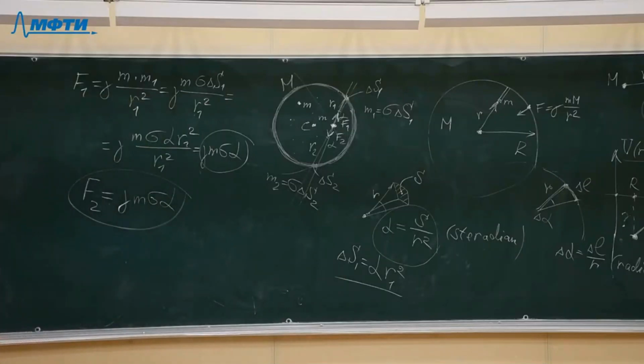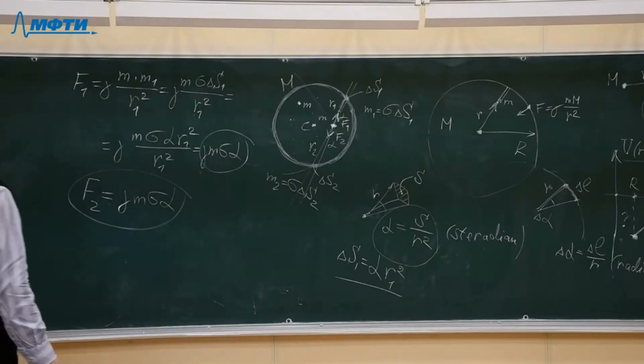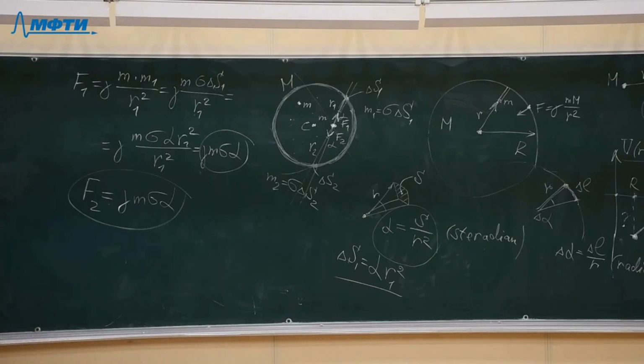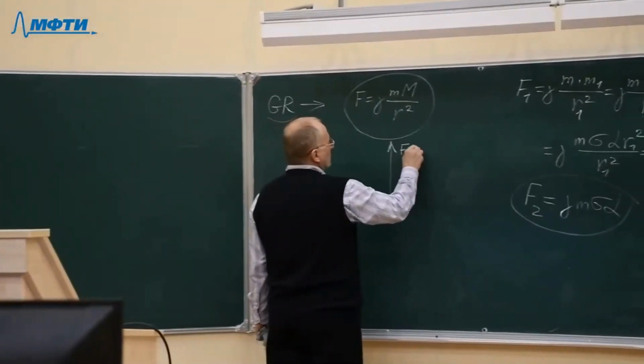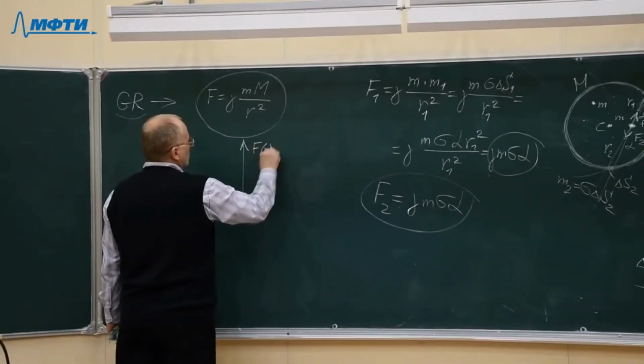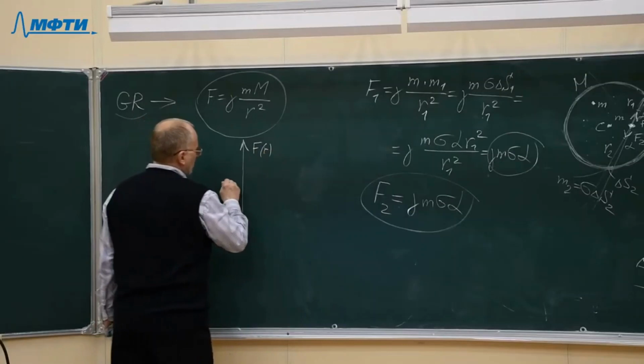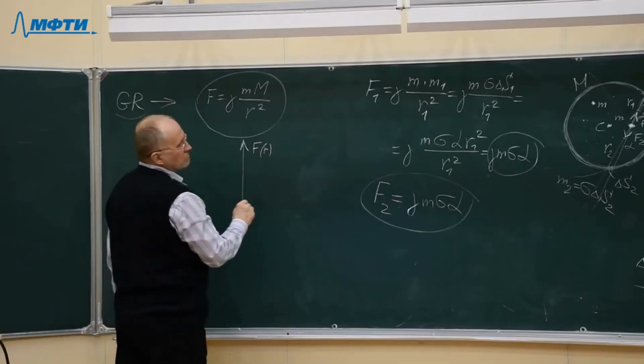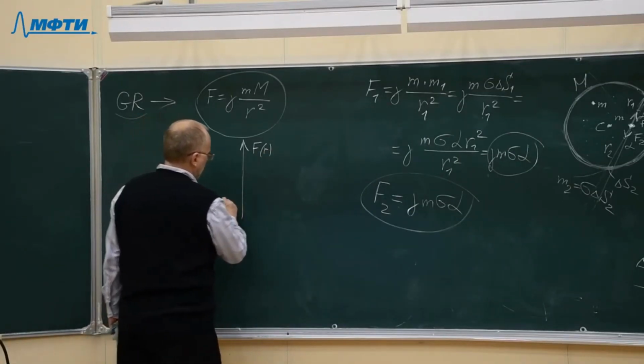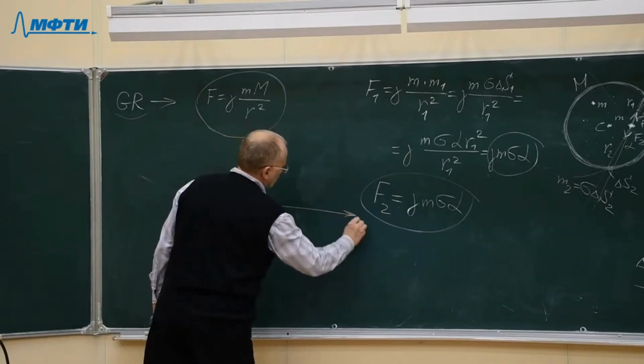So, if we have no forces inside, then we can easily draw a graph showing the dependence of the force of universal gravitation acting on a body located at distance r.